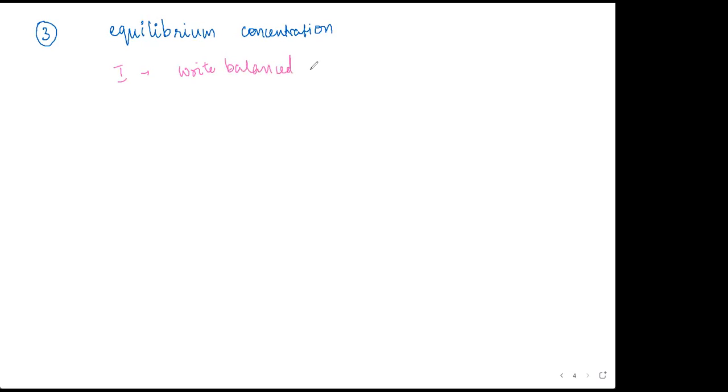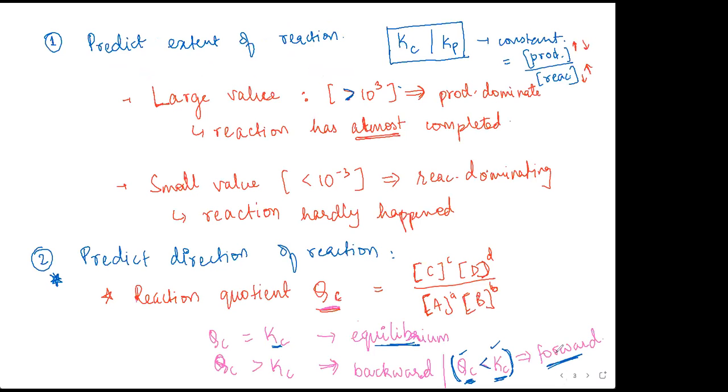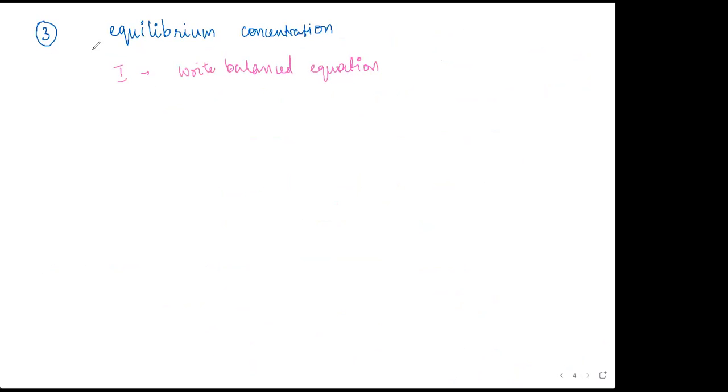Are these the only two uses for equilibrium constants? Basically, there are three practical applications of the equilibrium constant. You can use the constant to predict the extent of reaction. You can use it to predict the direction of the reaction. And you can use it to calculate equilibrium concentrations.